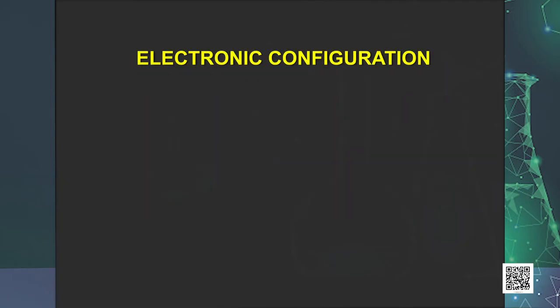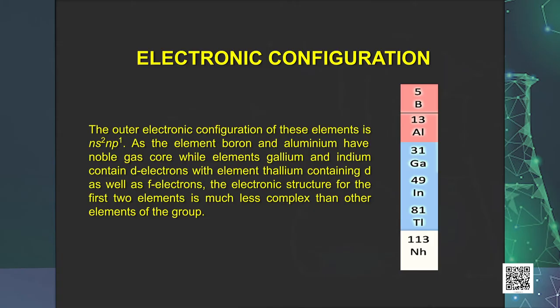Moving to the electronic configuration. The outer electronic configuration of these elements is ns2np1, as the elements boron and aluminium have noble gas core, while elements gallium and indium contain d electrons, with element thallium containing d as well as f electrons. The electronic structure for the first two elements is much less complex than the other elements of the group.